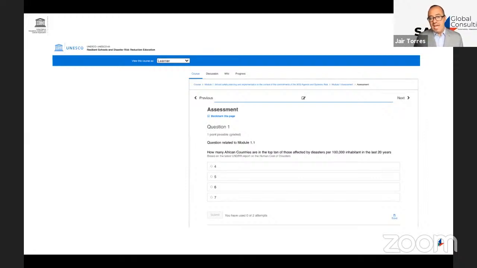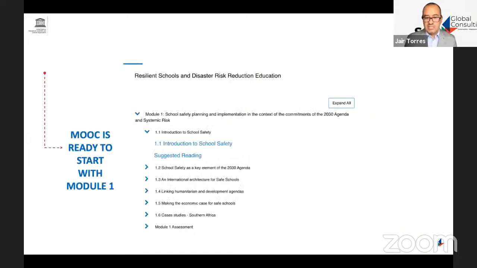With the assessment, the idea is that every module will provide you with an assessment, and at the end of the 8 modules, if you complete 80% out of 100% of good responses in the assessments, you're going to get the certificate that is going to be delivered to you by UNESCO on this specific topic.